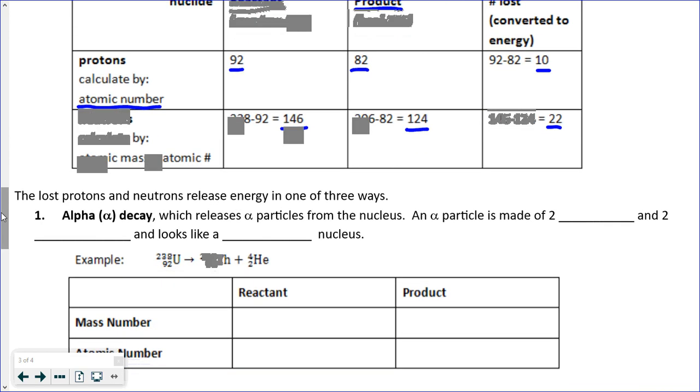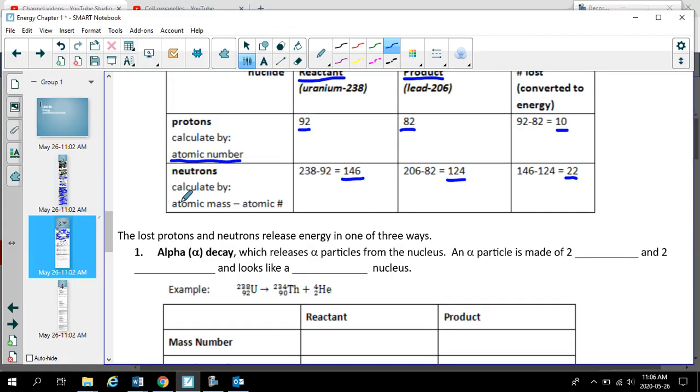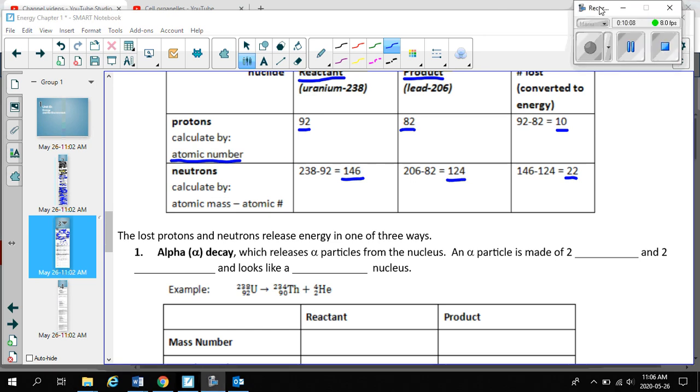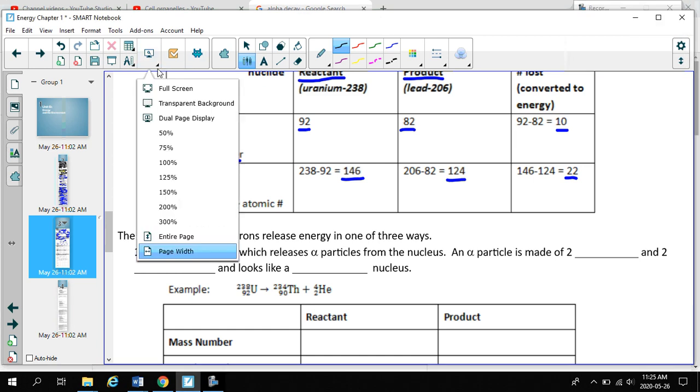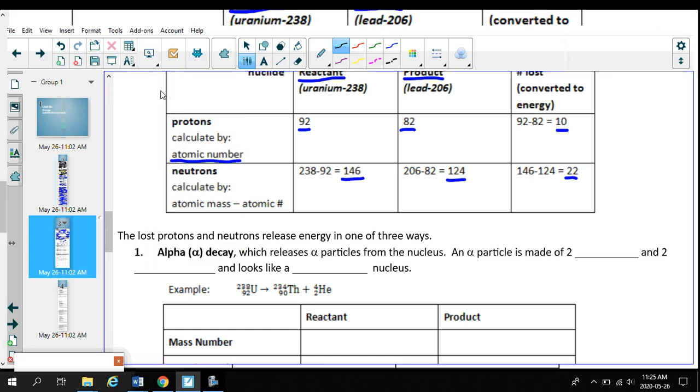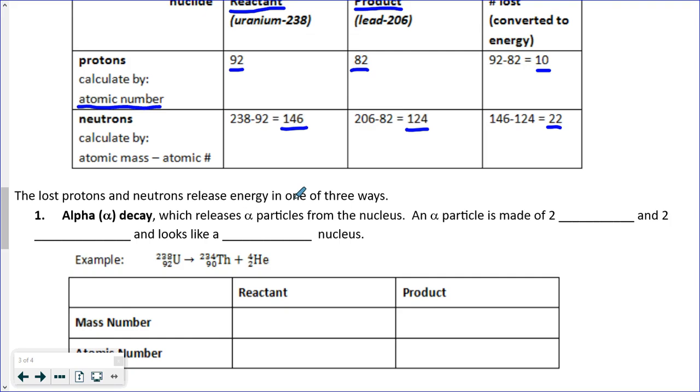So the lost protons and neutrons release energy in one of three ways. So what we need to do is account for those lost protons and neutrons and the energy that's released in one of three ways. So the first one that we're going to talk about is alpha decay.